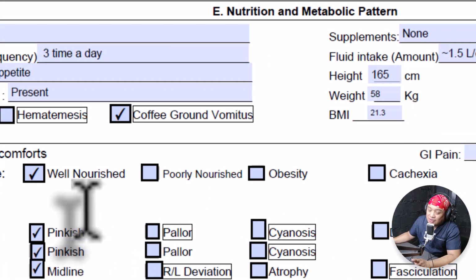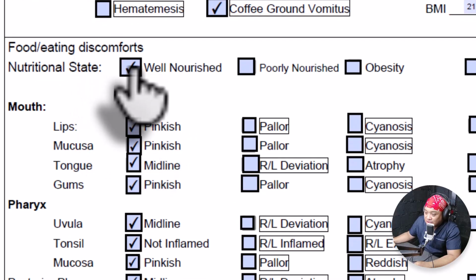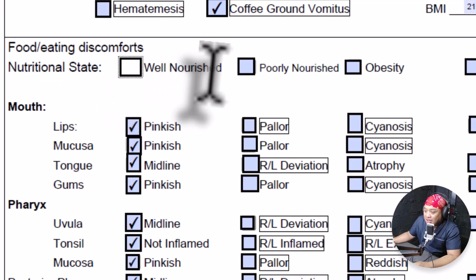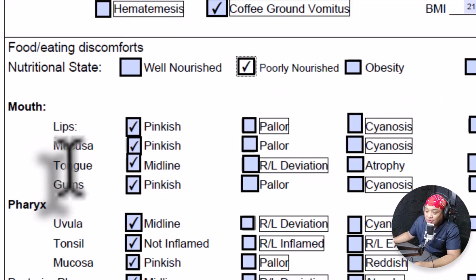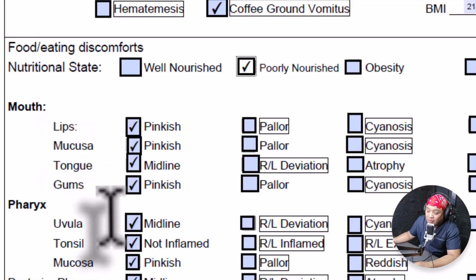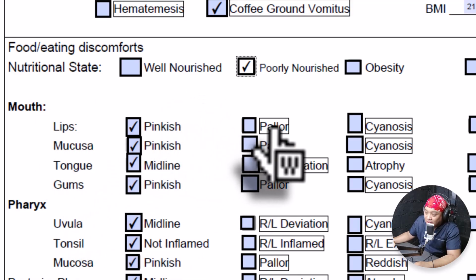Not everything is indicated because I know that this has been discussed with your clinical instructors. So nutrition state: is the person well nourished? I can change this one to poorly nourished because of poor appetite. Is the person obese or cachectic? And of course, for the mouth, we're going to be assessing the mouth. So we can check for pallor, cyanosis, dryness, or lesions.